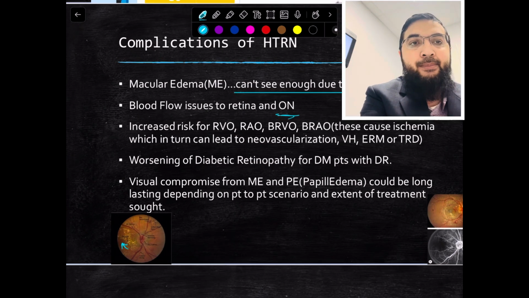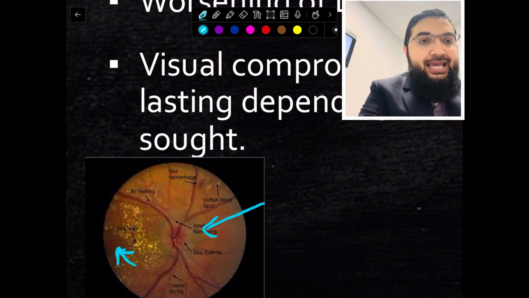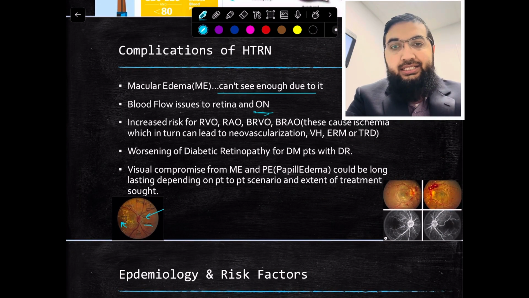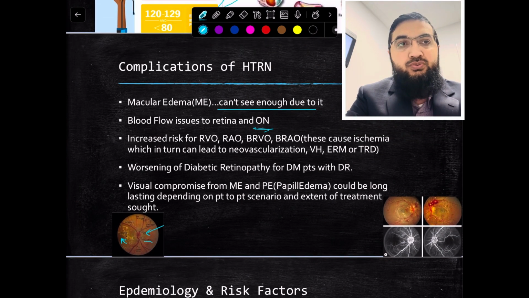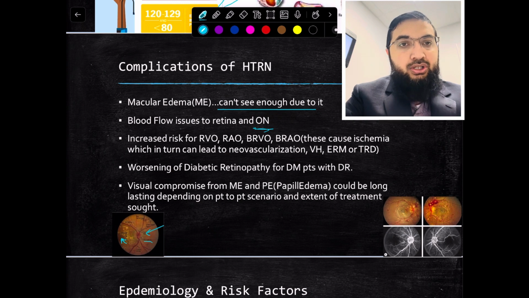Another problem happens to the optic nerve inside your eyes, and that's what is going on here. The optic nerve is swollen. We call it disc edema. The optic nerve is swollen because of the blood flow issues to the eye itself in this condition called hypertensive retinopathy.